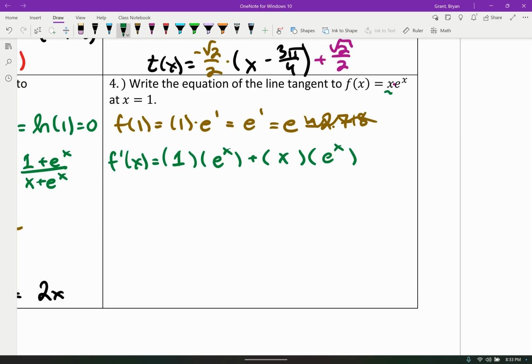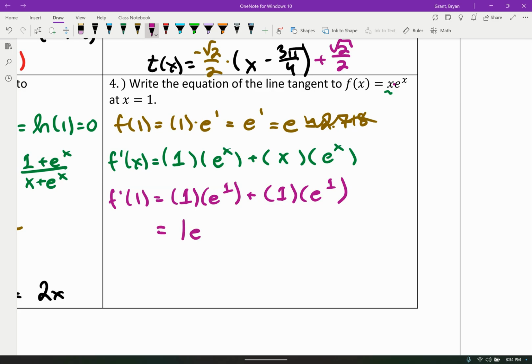If you want. Honestly, if I'm substituting numbers in, I tend not to simplify too much. I find if I do, then sometimes I can get into trouble. So what I mean is I'm just going to find f prime of 1 right away. It becomes 1 times e to the first plus 1 times e to the first. All right, or I have one of these e to the first plus another one of those e to the first. So I'm seeing 2 of those e to the first, or just 2e.